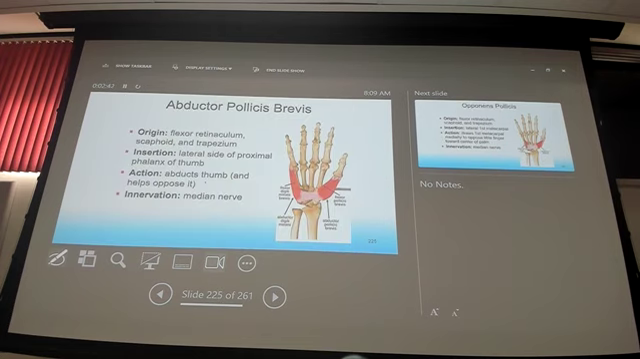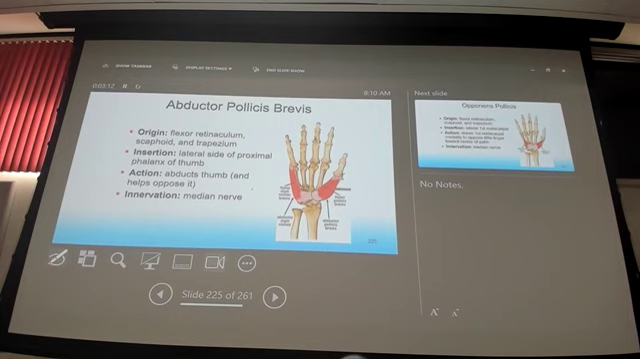All right, now, here's abductor pollicis brevis. We're going to see that a lot of these have the same origin point. This originates off of the flexor retinaculum, the scaphoid, and trapezium. So we're on the radial side of the hand. And it's going to insert at the lateral side of the proximal phalanx of the thumb, out here. It's going to allow that to abduct the thumb and help oppose it.